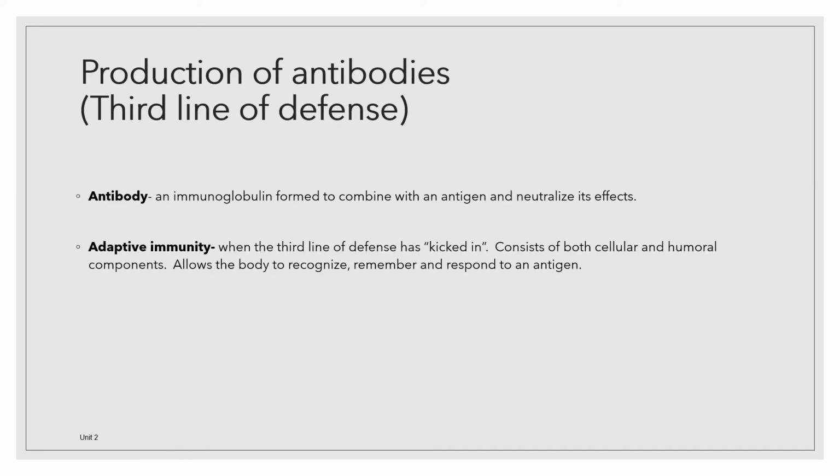Our third line of defense is the production of antibodies. First, you need to know a few terms. An antibody is a protein found in body fluids. It's an immunoglobulin formed to combine with an antigen and neutralize its effects. Adaptive immunity is when the third line of defense has kicked in, and this consists of both cellular and humoral components. It allows the body to recognize, remember, and respond to an antigen.